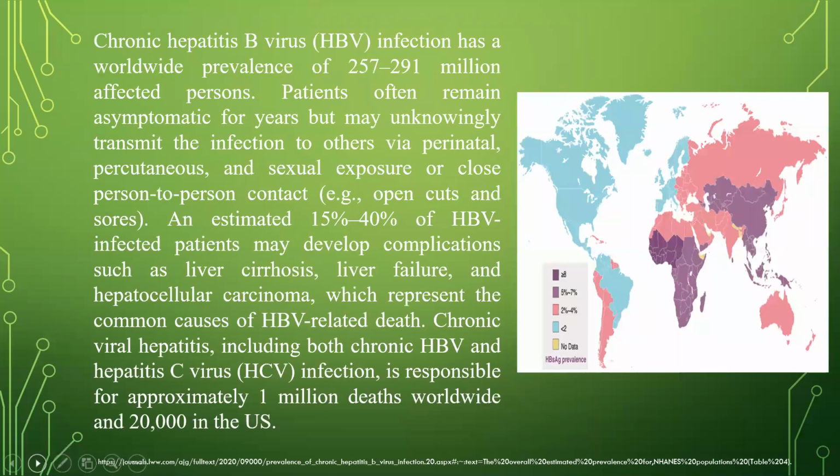Chronic hepatitis B is an infection that has a worldwide prevalence of around 300 million affected persons. Patients often remain asymptomatic for years, but may unknowingly transmit the infection to others via perinatal, percutaneous, and sexual exposure, or close person-to-person contact, including open cuts and sores. An estimated 40% of hepatitis B infected patients may develop complications such as liver cirrhosis, liver failure, and hepatocellular carcinoma, which represent the common cause of hepatitis B related deaths.